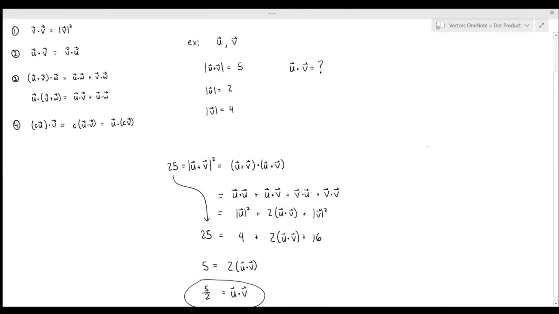Remember that for the dot product, we define it by multiplying their components and adding them up. So that's not going to be the same as multiplying their magnitudes together.